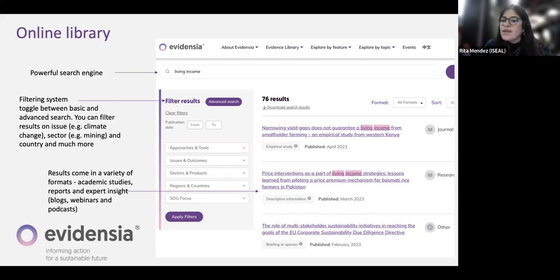Each resource will determine what type of evidence we are looking at. So Evidensia has a very good categorization of evidence types, and you can access those and get that information on what sort of methods were used on those resources through the library.